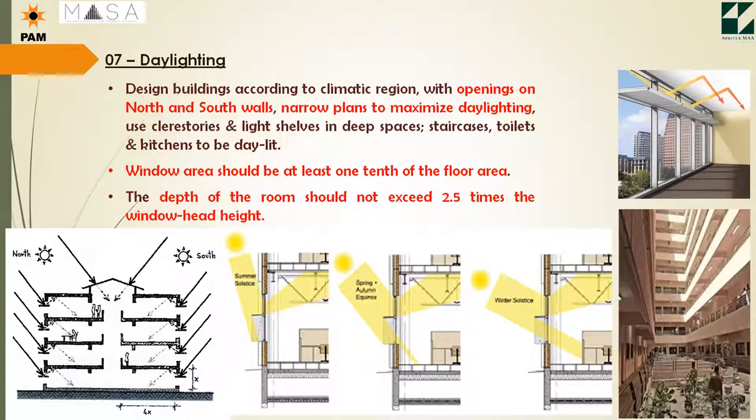Then the window area, at least, we have to do it. The window area should be at least 1/10, meaning the ratio is about 1/10 of the overall floor area. So you don't create too many window areas, especially facing the east and the west. So we have to reduce it and then place it smartly. The depth of the room should also not exceed 2.5 times the window height of the light. So these are the basic guidelines for everyone.